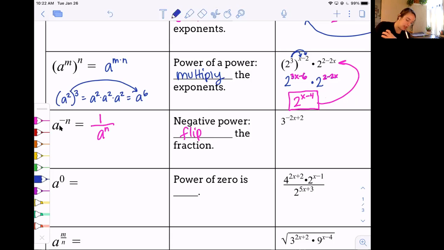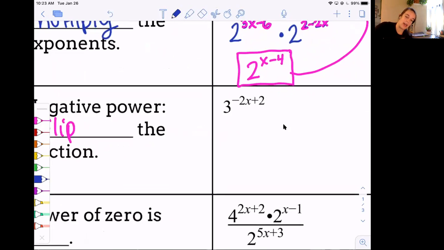If you had something like x to the negative 2, y to the negative 3, that would mean that your y is going to move to the top to become positive, and your x would move to the bottom to become positive. So basically, it's just saying it's in the wrong location. If it's not in the numerator, or if it's in the numerator but it's negative, it needs to go to the denominator. If it's in the denominator, it needs to go to the numerator. So we're flipping there.